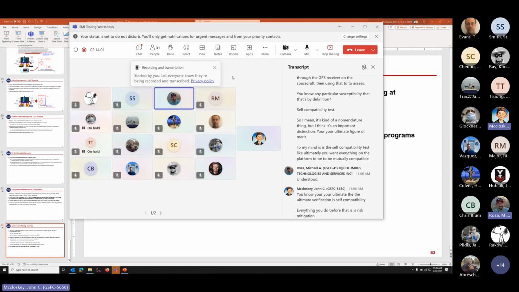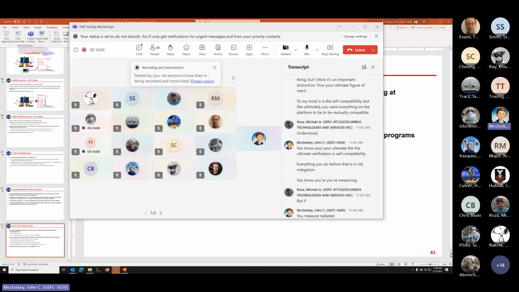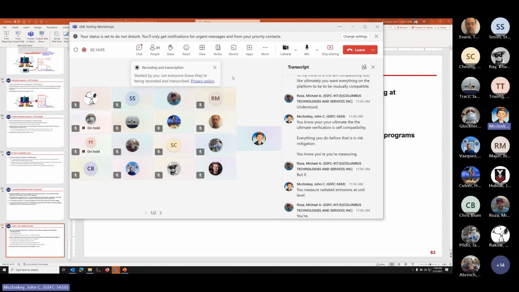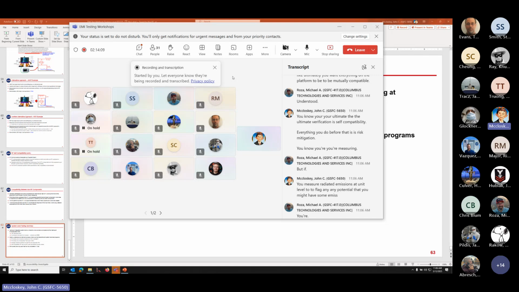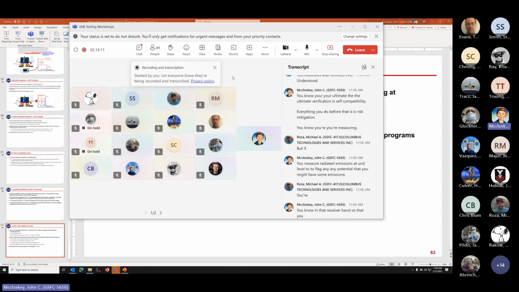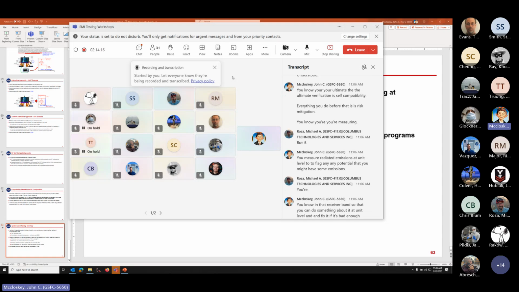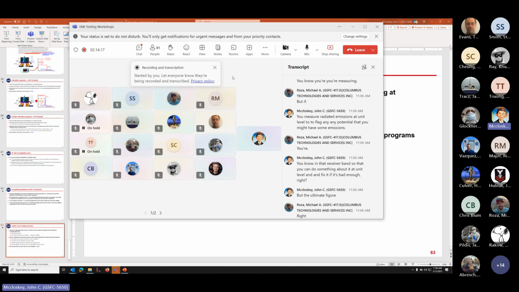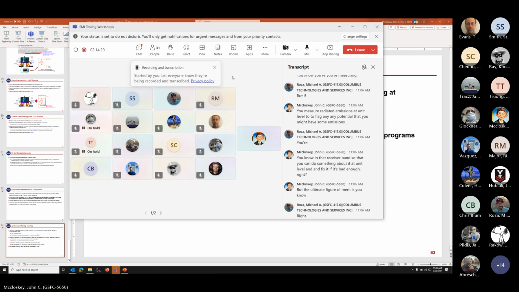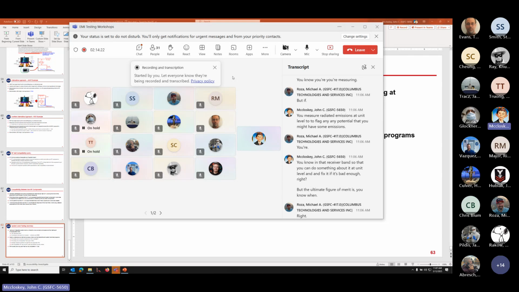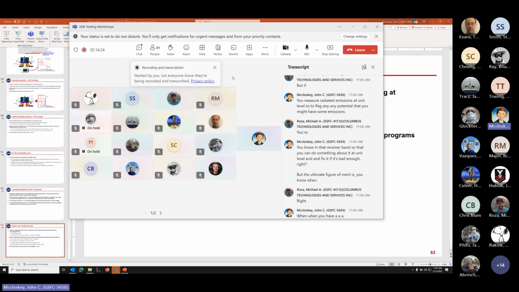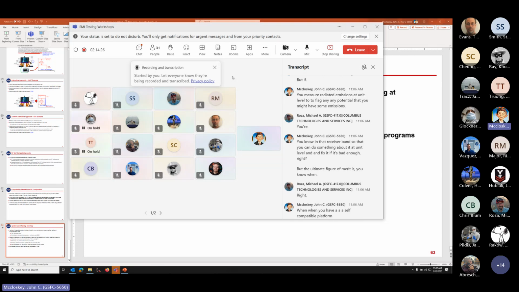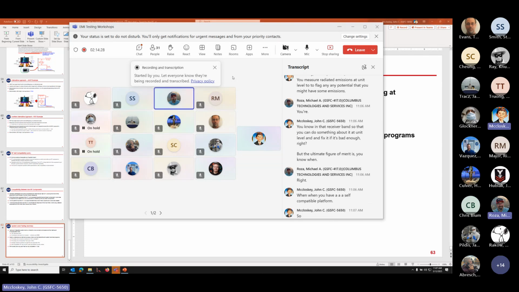You measure radiated emissions at unit level to flag any potential that you might have some emissions in that receiver band, so that you can do something about it at unit level and fix it if it's bad enough. But the ultimate figure of merit is when you have a self-compatible platform.